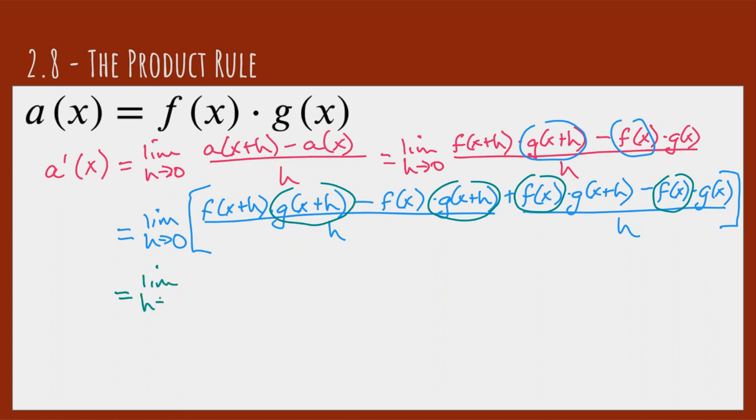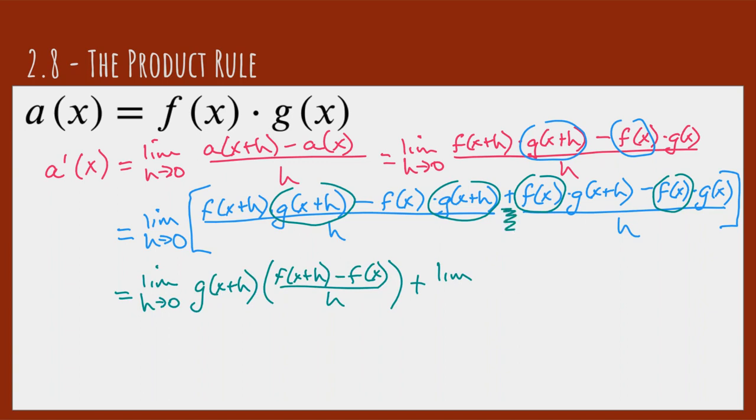So we have the limit as h approaches 0 of g of x plus h times f of x plus h minus f of x all over h. And then we have plus the limit. And I'm going to write this as two separate limits. Remember, the sum rule for limits says that when we're adding two terms, we can split it up into two separate limits. So I'm going to split it up into another one, factor out that f of x.